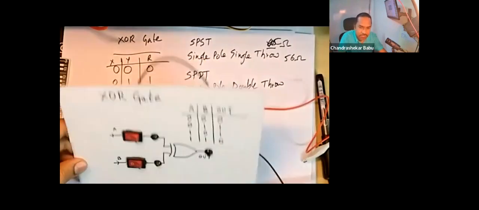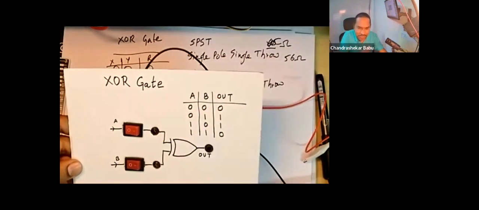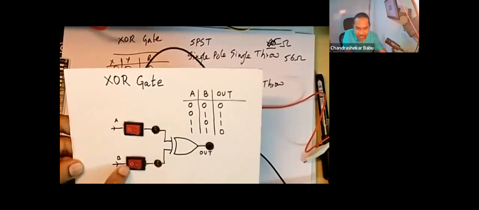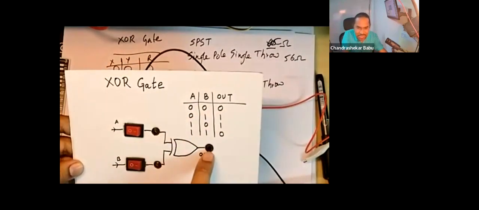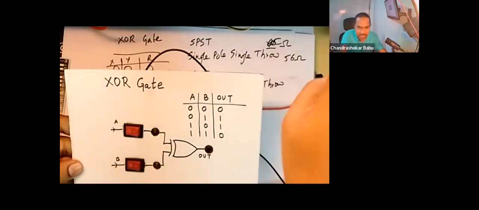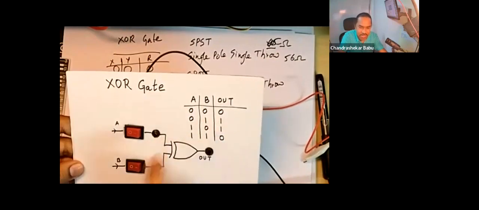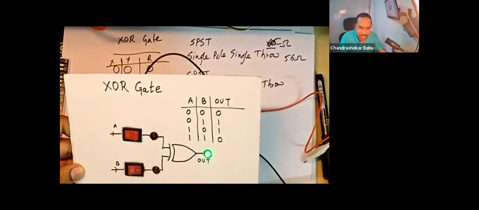When both of these are off, it's 0, 0, 0. It means A is 0, B is 0, output is 0. But when I turn on B, B is 1, right? Over here, as you can see here. When I turn on B here, turn this on, you can see the output.